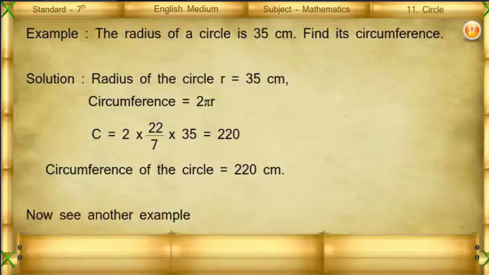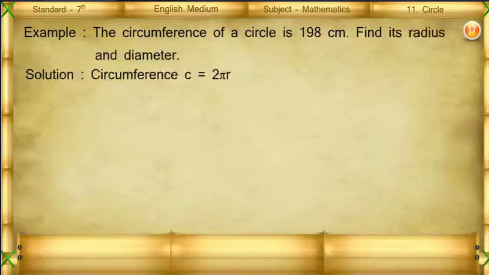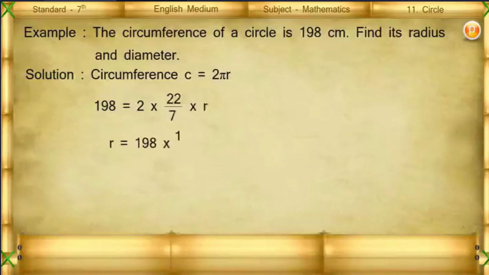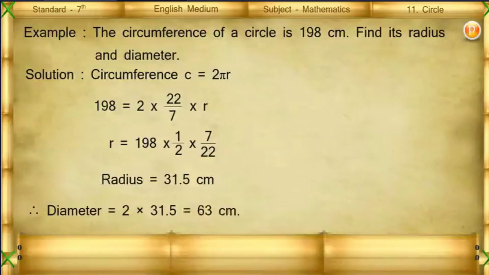Now, see another example. Example. The circumference of a circle is 198 centimeters. Find its radius and diameter. Solution. Circumference C is equal to 2 pi r. 198 is equal to 2 into 22 divided by 7 into r. R is equal to 198 into 1 divided by 2 into 7 divided by 22. Radius is equal to 31.5 centimeters. Therefore, diameter is equal to 2 into 31.5 is equal to 63 centimeters.